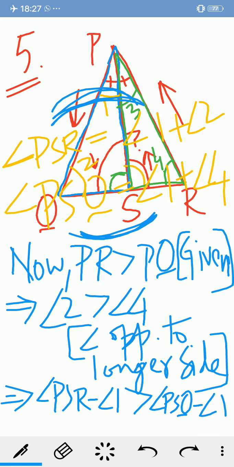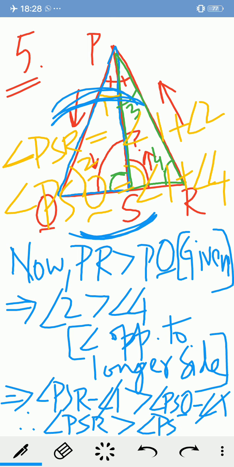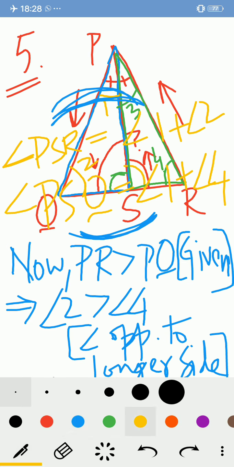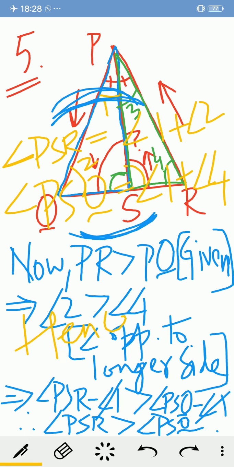Okay. Now adding angle 1 to both sides, this and this gets cancelled. You can add angle 1 to both sides, and hence angle 1 from left hand side and negative angle 1 from right hand side, it gets cancelled. So you're left with angle PSR is greater than angle PSQ. Therefore, angle PSR is greater than angle PSQ. And that's it. This is what you were required to prove. Hence, proved. Quod erat demonstrandum.